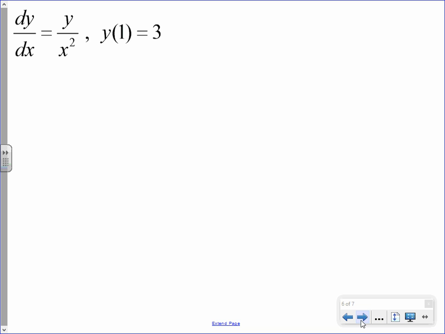Since we have some time to work with, I want you at your pod to get to the general solution. Don't plug in 1 and 3 yet. I want you to work on the general solution. Okay, I'm going to give you a couple minutes to work together, and then we'll go over it on the board.